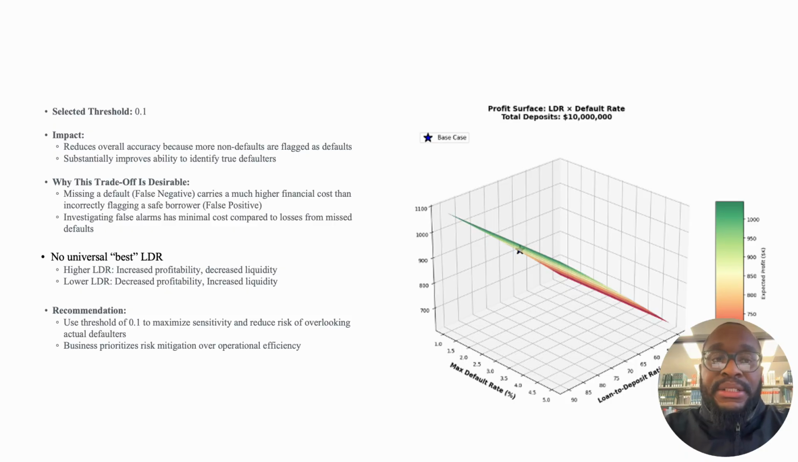Also, on the optimization side of things, yes, LDR is the primary driver of profitability, but there's no optimal LDR. So it turns out that the higher the LDR, the higher the profitability, and the lower the LDR, the lower the profitability.